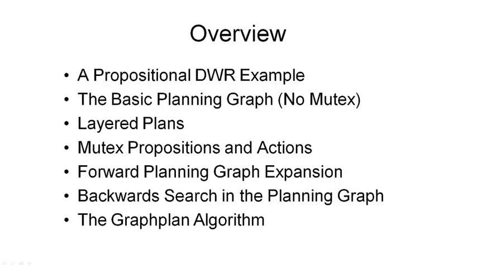As you have just seen, there's nothing too difficult about the propositional representation. So we can now turn to the data structure that is maintained by the graph plan algorithm, and that is the so-called planning graph. I will first describe a basic version of this data structure, which does not contain mutex relations. I will define those later, as you can see here.